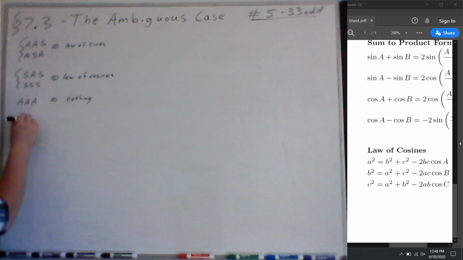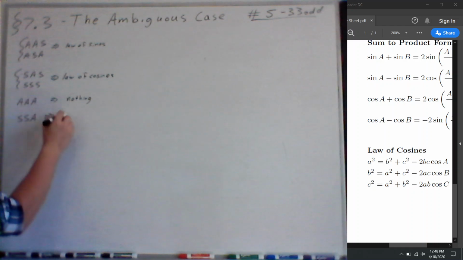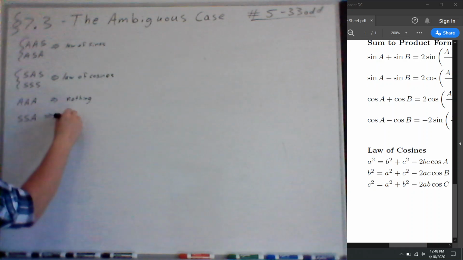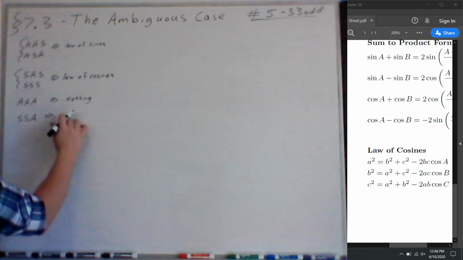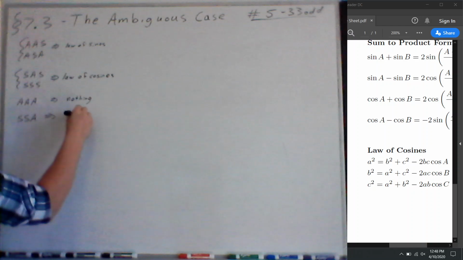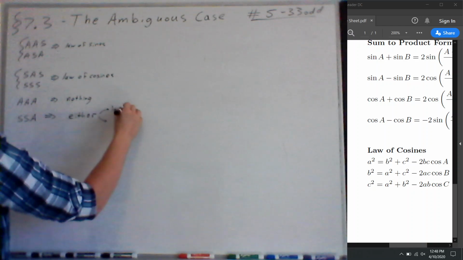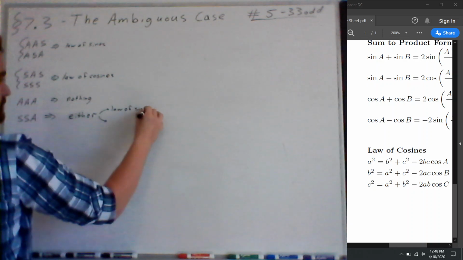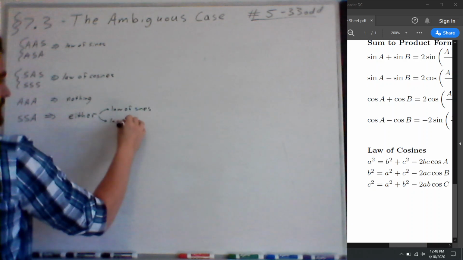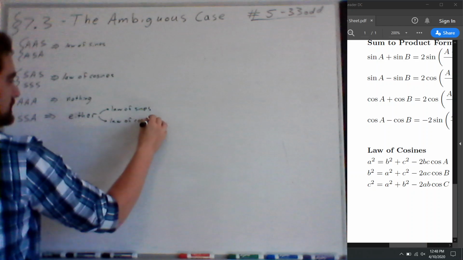Now we're going to talk about the situation where we have a side, side, and an angle. This is what's going to generate the ambiguous case. So you can use either law of sines or law of cosines. I prefer law of sines. It's just my general strategy. But I'll show you an example where you can also use law of cosines to attack it.